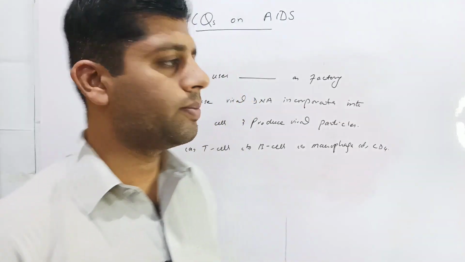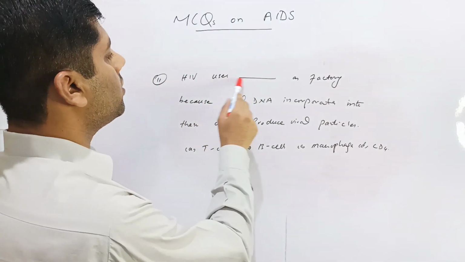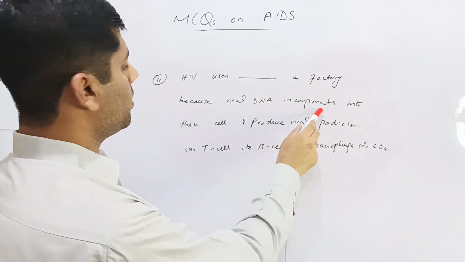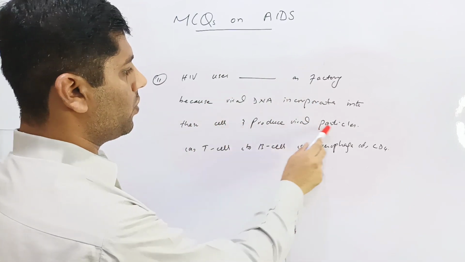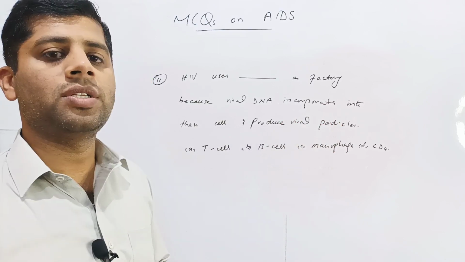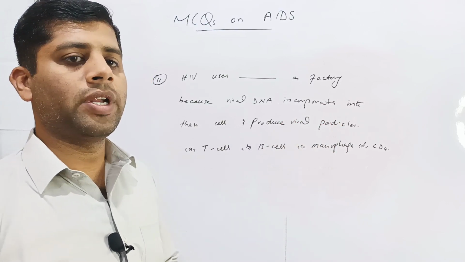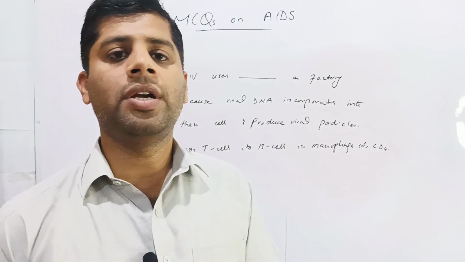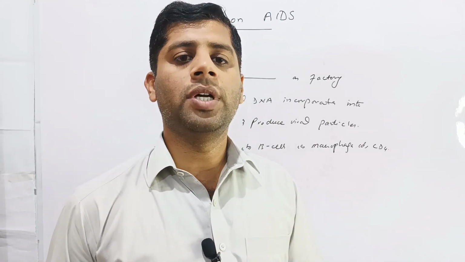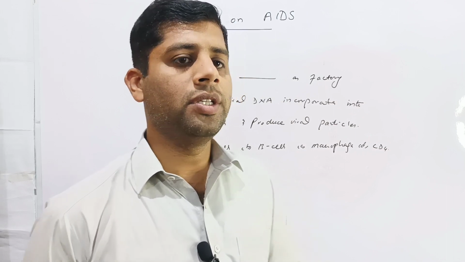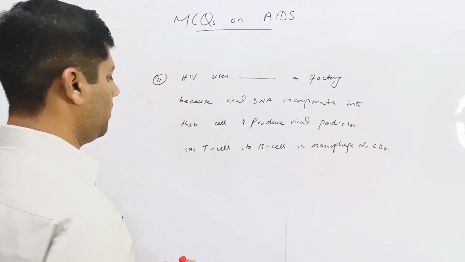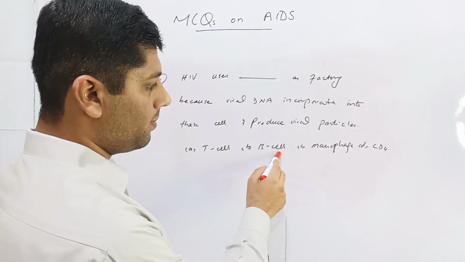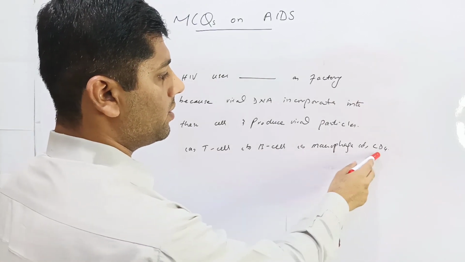So the last question is, HIV uses dash as factory because viral DNA incorporates into these cells and produces viral particles. So the cells used by the HIV for incorporation of its DNA take over the biosynthetic machinery of that cell and produce its own progeny, its own proviruses. The options given are T lymphocytes, B lymphocytes, macrophages, and CD4.